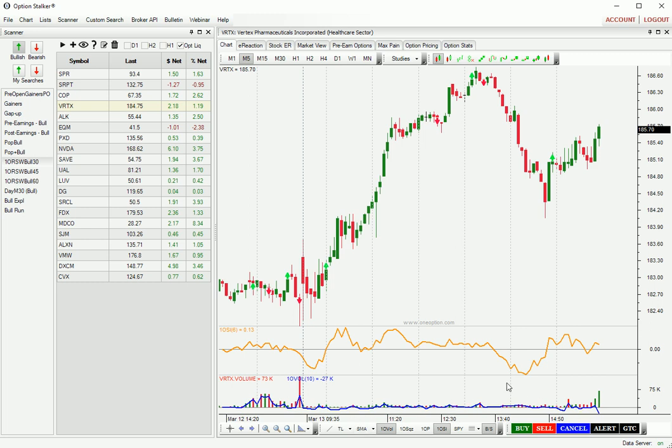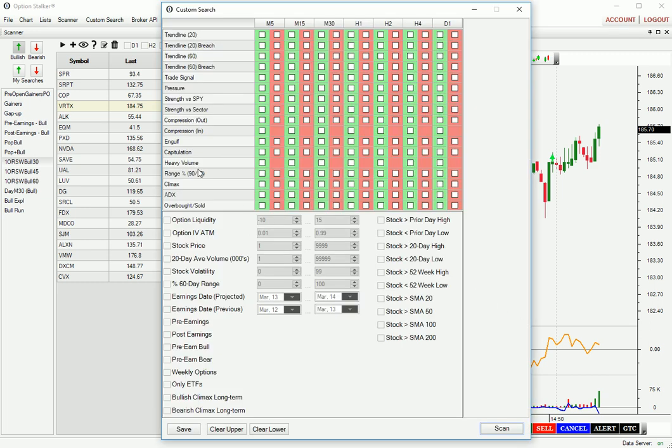That blue line tells us what the volume is for that exact period of time over the course of the last 20 days, so that I know if it's 2 o'clock and I see a volume spike, that is a great spike because the average 20-day volume for this exact time period is known to us. In fact, we can search for it in the Option Stalker platform. So that's another criteria that we can use. Heavy volume on a 5-minute, 15-minute, 30-minute, 1-hour basis, whatever you'd like. We can search according to our trade signals, trend lines, option liquidity, stock volatility, prior day high and low.